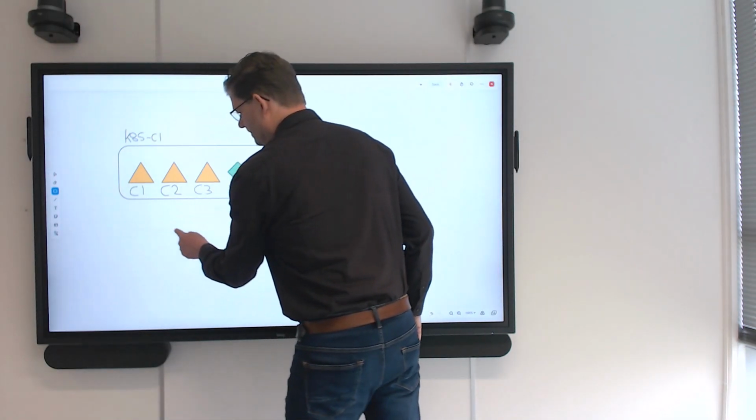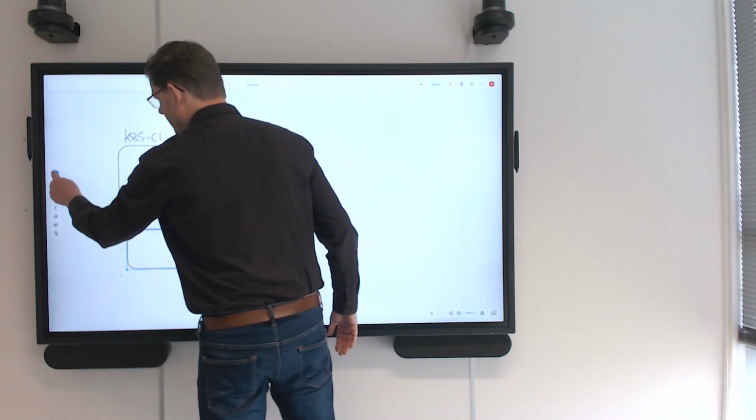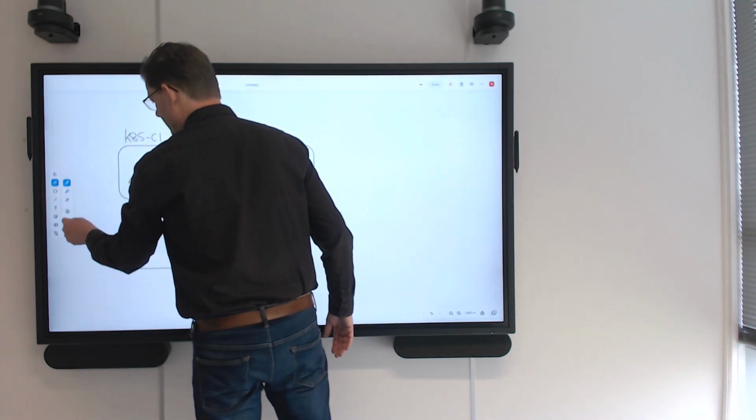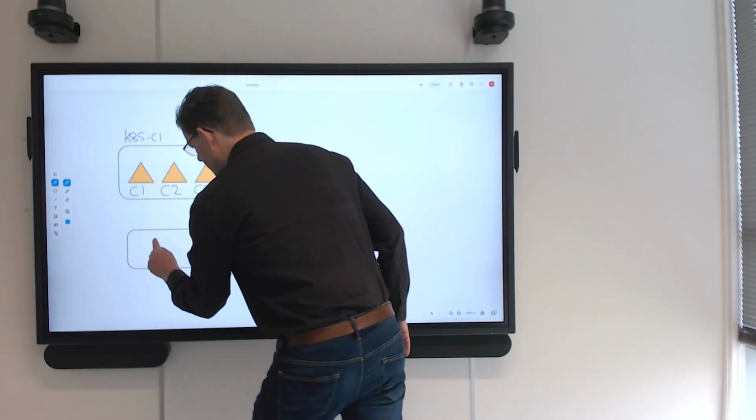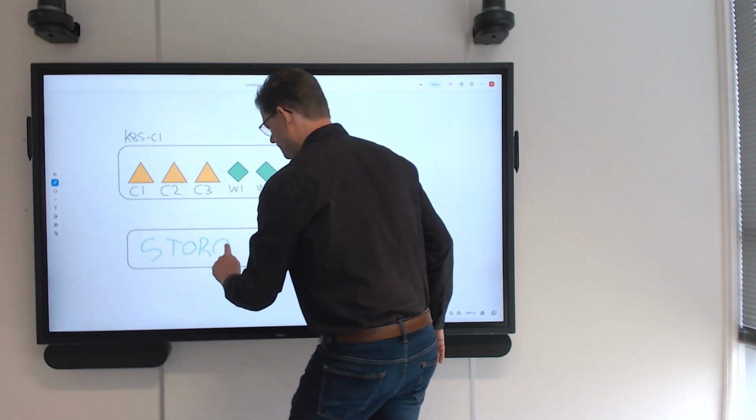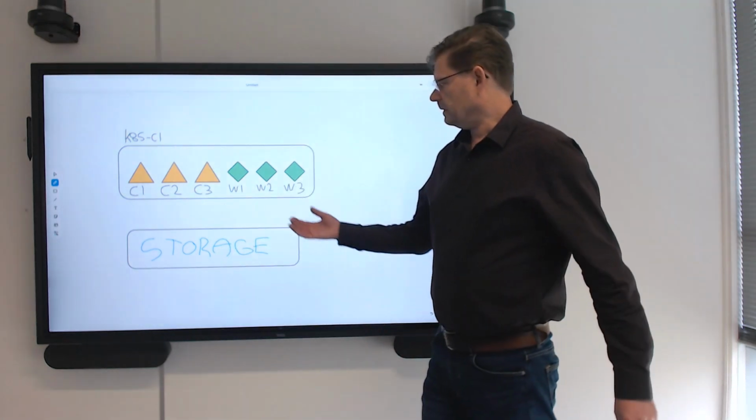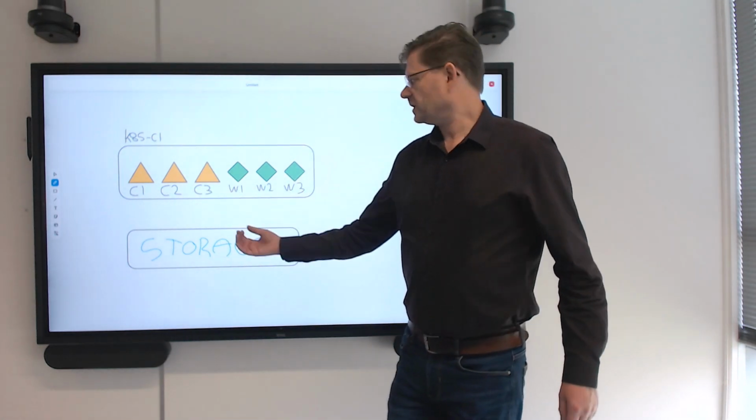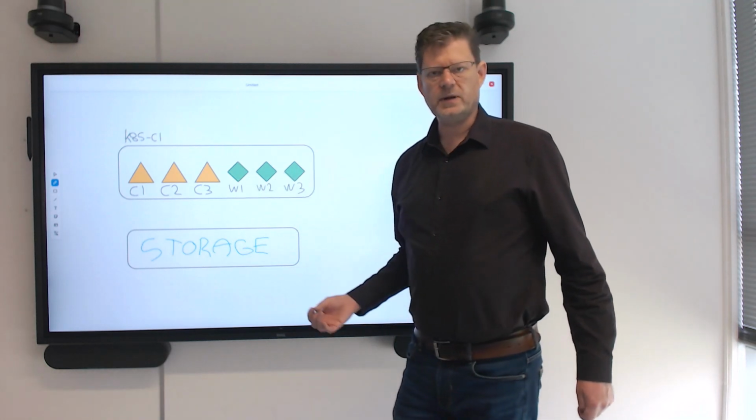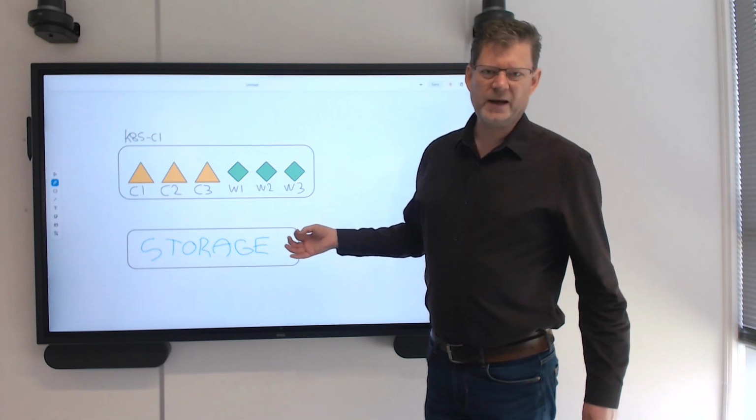So if I add a storage array, let's say I have a storage array. So there, that's my storage. Of course, I can carve out storage and I need to surface that up into Kubernetes. But I'm really looking for an automated way of doing that.